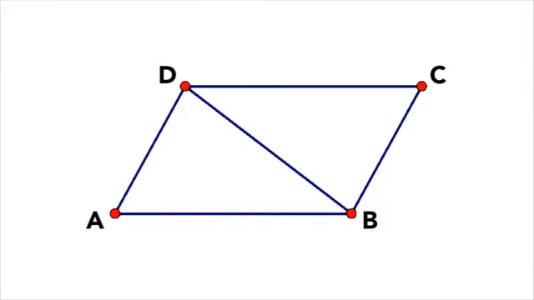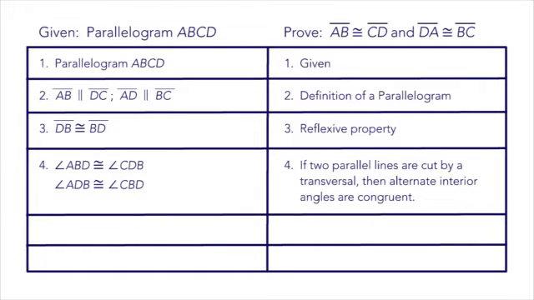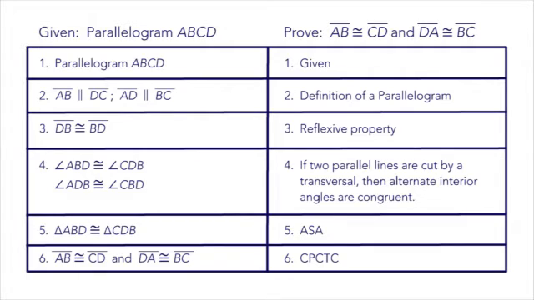Check this out. Diagonal BD is also a transversal to both pairs of opposite sides of the parallelogram. That means that you have 2 pairs of alternate interior angles, so they must be congruent. In our proof, we would write angle ABD is congruent to angle CDB, and angle ADB is congruent to angle CBD because of alternate interior angles. That's 2 and 3. Now we can say that the two triangles are congruent by ASA, and that the opposite sides AB and CD are congruent, as well as the opposite sides BC and DA, by CPCTC.